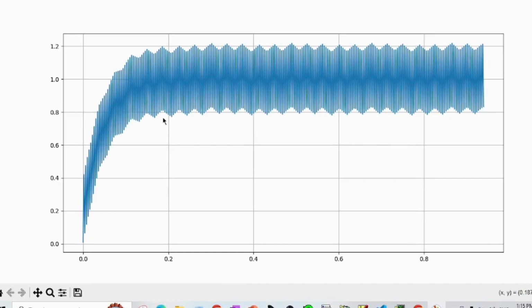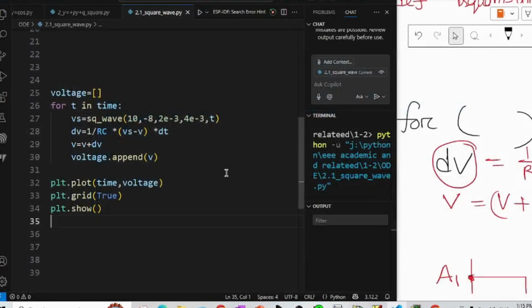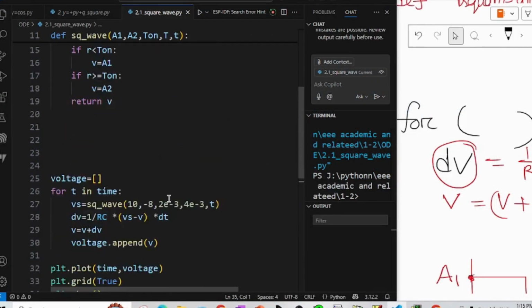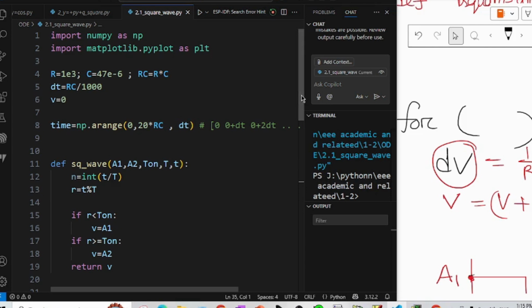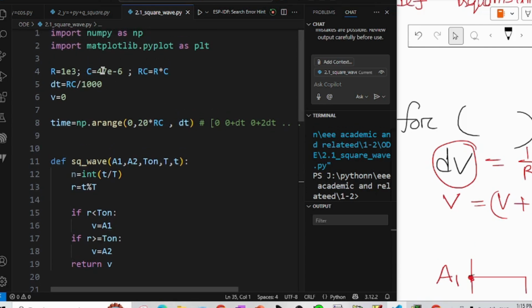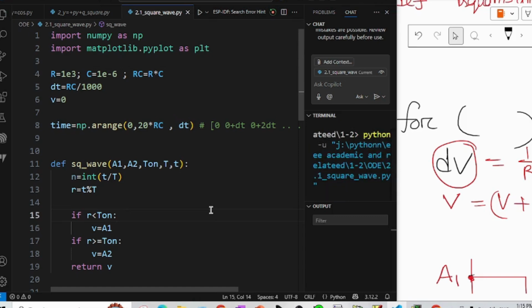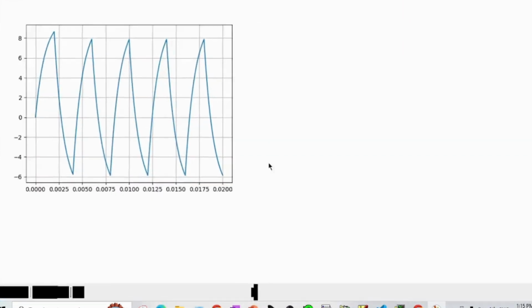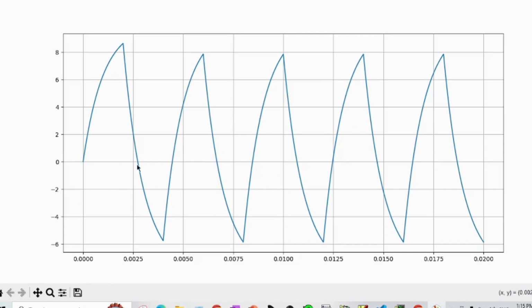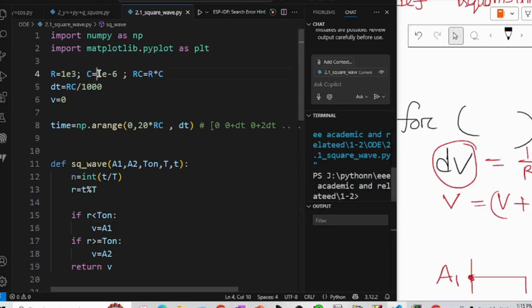Okay, let me decrease the time. Let's say RC is 47. Let me decrease this C value, so I will get a clear graph. Okay, so my graph looks like this. But if I make this thing 47 and decrease this time, let's say it's 10 RC.